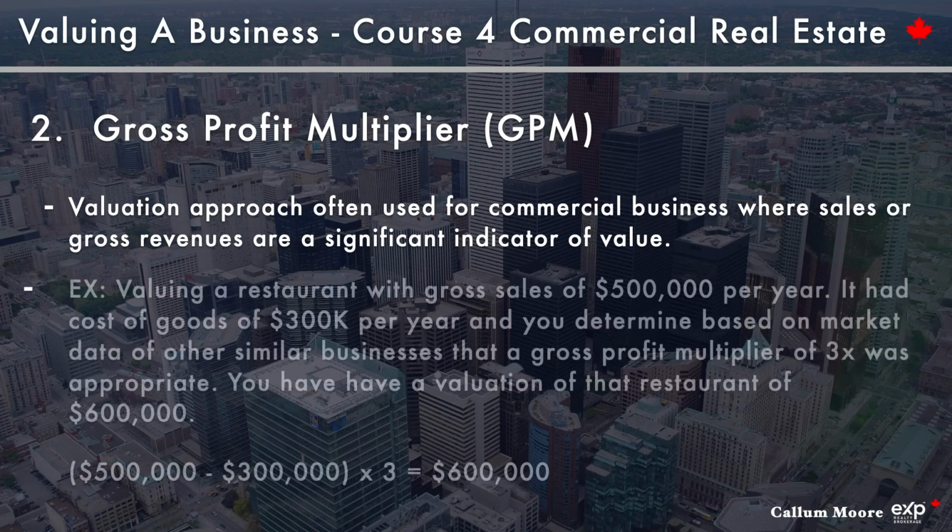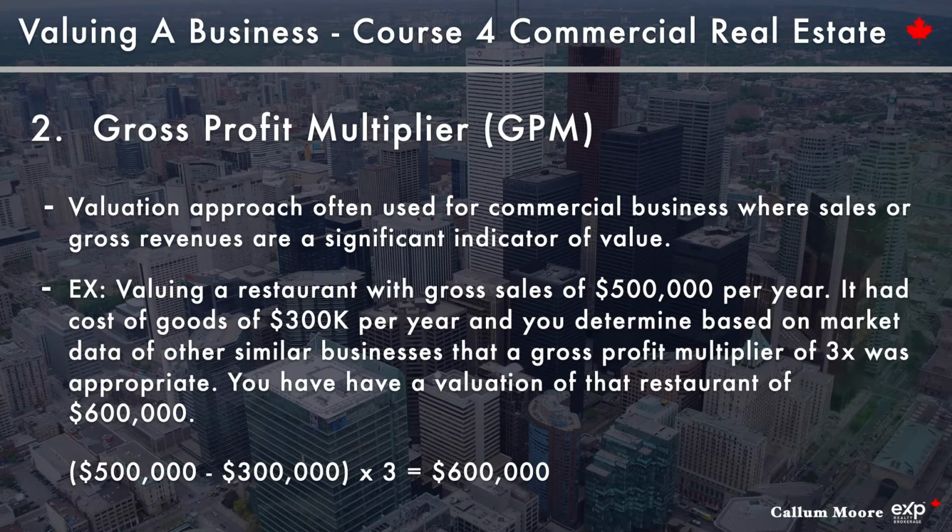When you see that word gross profit, right? Gross profit multiplier, just think we are selling something this time. You have a good understanding of the gross sales, you know the cost of goods. However, with this method, we still actually need comparable properties. So for example, if you had a restaurant and it had gross sales of 500,000 per year and cost of goods of 300,000 per year, and you had determined based on market data of other similar businesses, the gross profit multiplier was 3x, you would have a valuation of that restaurant at 600,000.